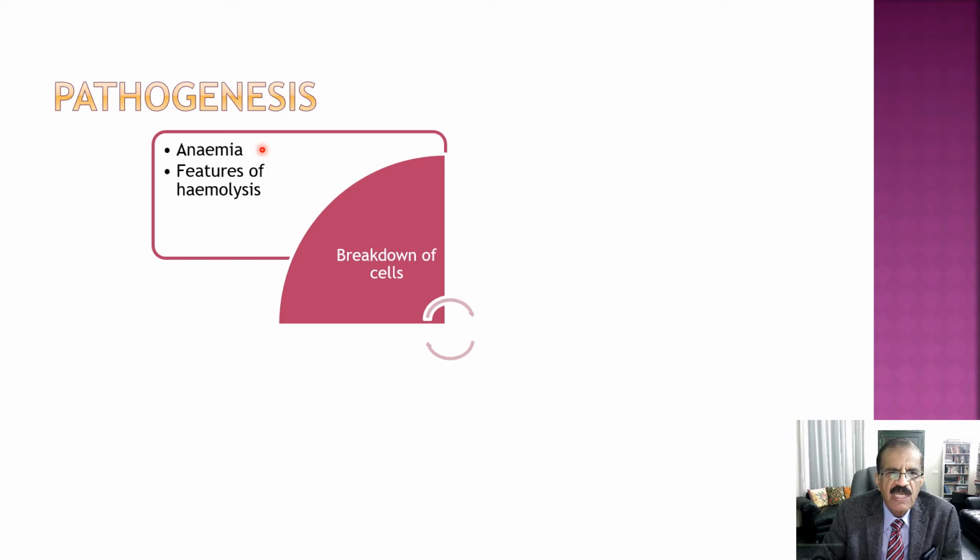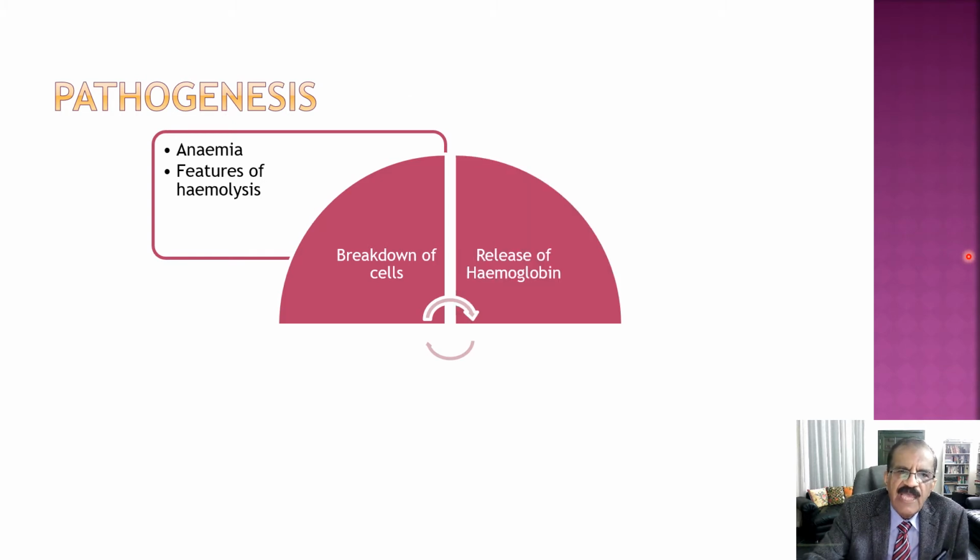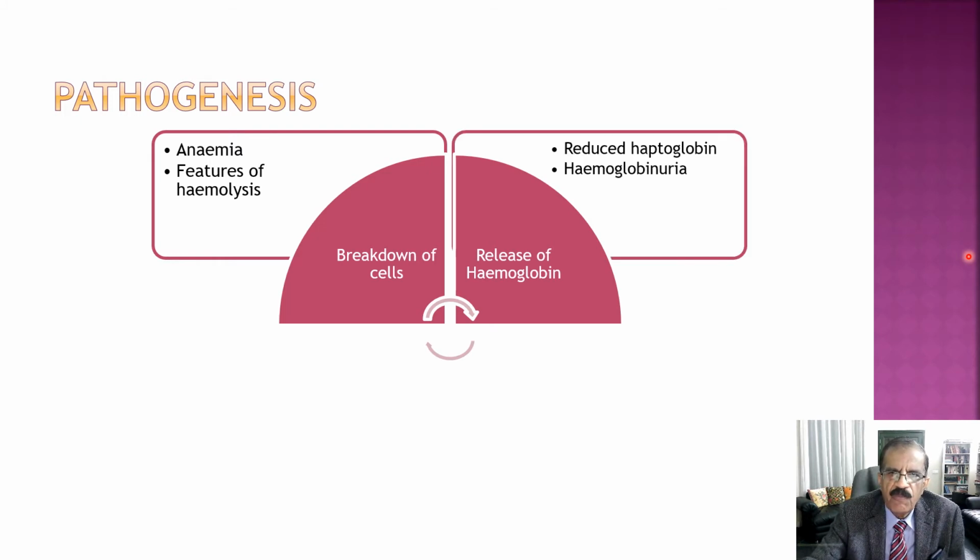Then features of hemolysis: if this is occurring inside the vessels, I told you there will be rigors, chills and fever. But if it is outside the blood vessel, you may still have these symptoms, but much less dramatic. Then release of hemoglobin itself can cause some of the clinical features and laboratory abnormalities. Haptoglobin will be reduced. I just explained that haptoglobin binds to hemoglobin and is then taken away by the macrophages. As a result, haptoglobin will be reduced, and that will be used as a marker of hemolytic anemia.